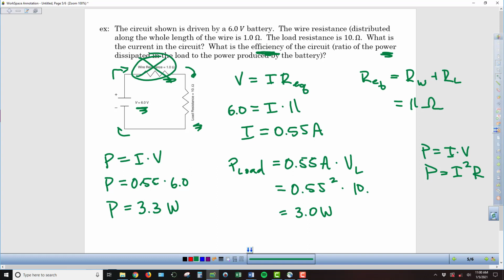So if we want to find what the efficiency of the circuit is, we're going to take that ratio. So it's going to be the power that's being used, dissipated in the load, so it's that 3 watts, divided by the 3.3 watts that's being produced by the battery. And so if we divide those, we end up with an answer of 0.91, which means we have a 91% efficiency in this circuit.